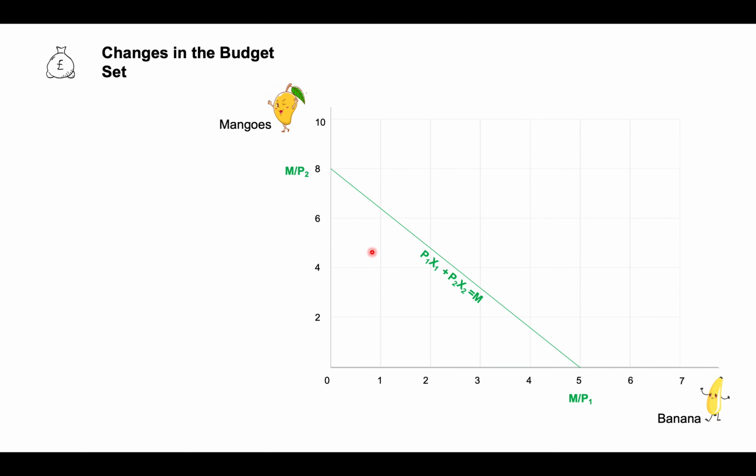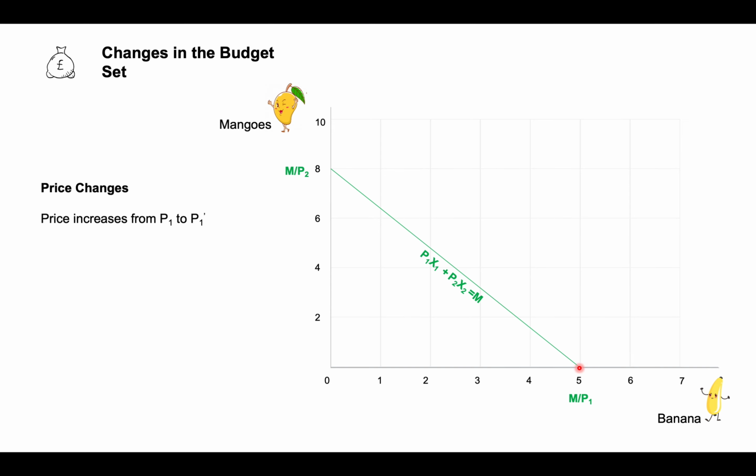Now, what if the price of a banana increased from P1 to P1 dash? Price increased. Previously our budget increased. Now the price increased. An increase of price is just a negative for the consumer, right? Now, starting from here, you don't have any problem with the mangoes because the price of the mango is the same. It will start from here only. There won't be any change in that.